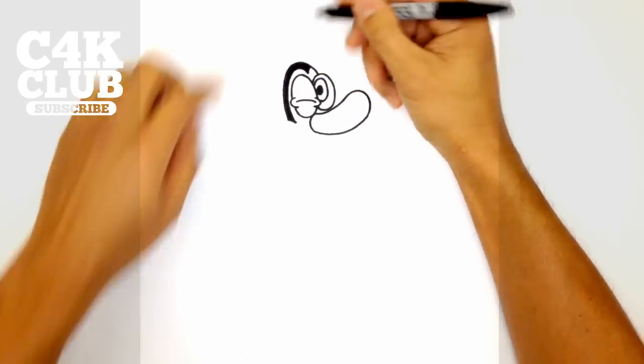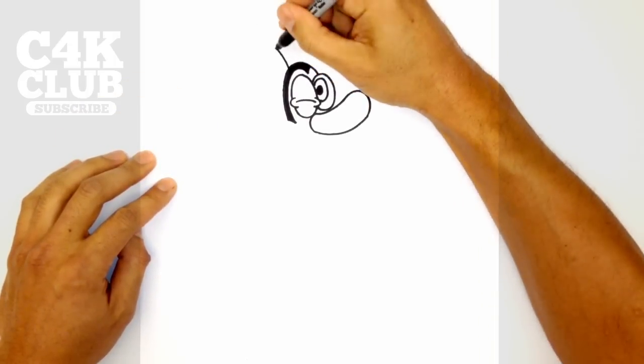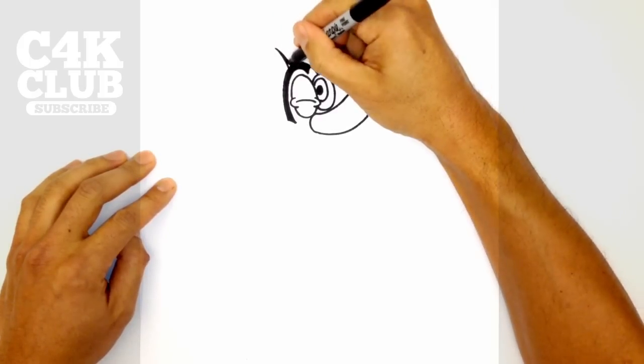From here, let's add the two antennas. So above the left eye, we're just going to draw a curve going out. Now we're going to pull that back in, but we're going to get a little bit wider as we get to the top of the head. And we're going to color that inside in black.